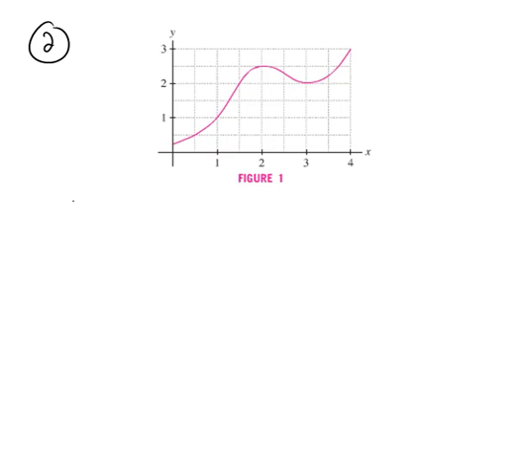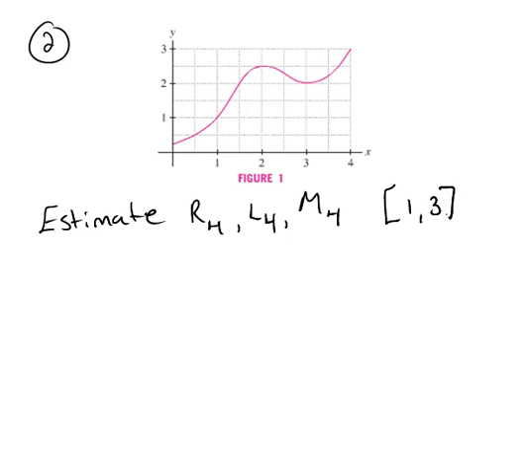Okay, on this problem we want to estimate R4, L4, and M4 on the interval from 1 to 3. So we're only concerned with this interval from 1 to 3 right here. We want four sub-intervals or four rectangles.